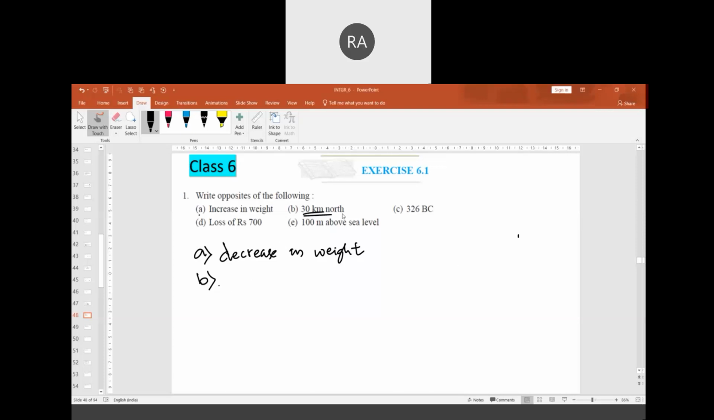The opposite of 30 kilometers north is 30 kilometers south. Which is the opposite word to north? South. So you must know this. It is something like this: opposite to east there will be west, opposite to north there will be south. So it is 30 kilometers south.